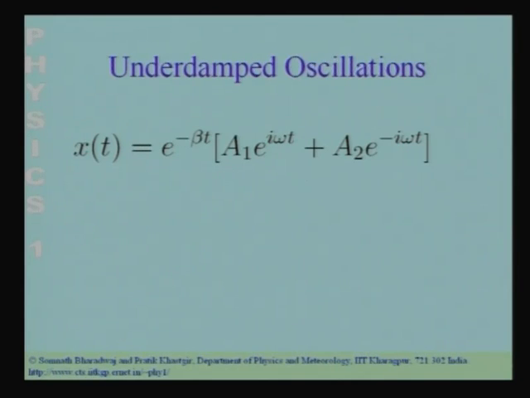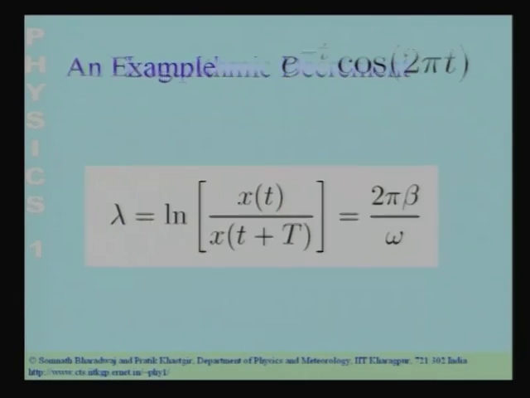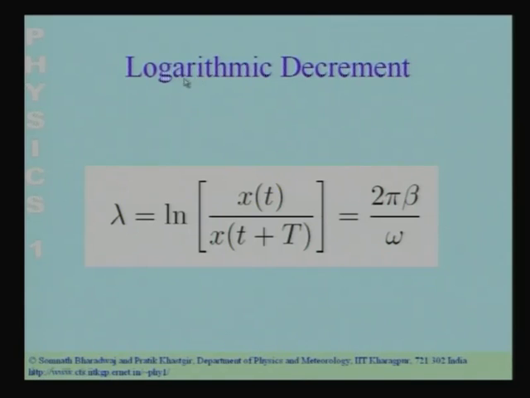The second consequence is that the amplitude of the oscillations decays exponentially with time through this factor e to the power minus beta t. So, it is of great interest sometimes to quantify this damping directly from the oscillations, and this is done through a factor called the logarithmic decrement. So, let me now explain to you what the logarithmic decrement is.